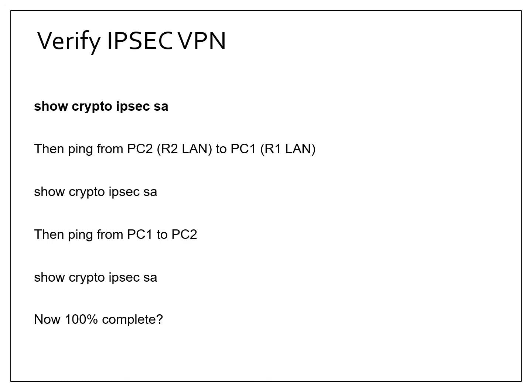Then if you ping between, say, PC2 on the router 2 local area network and PC1 on the router 1 LAN, and then do show crypto ipsec sa again, you should start to see some traffic appearing across the VPN. Then if you ping in the opposite direction from PC1 to PC2, again do a show crypto ipsec sa, you should see that you've got an exchange of traffic, and the process should now be 100% complete.